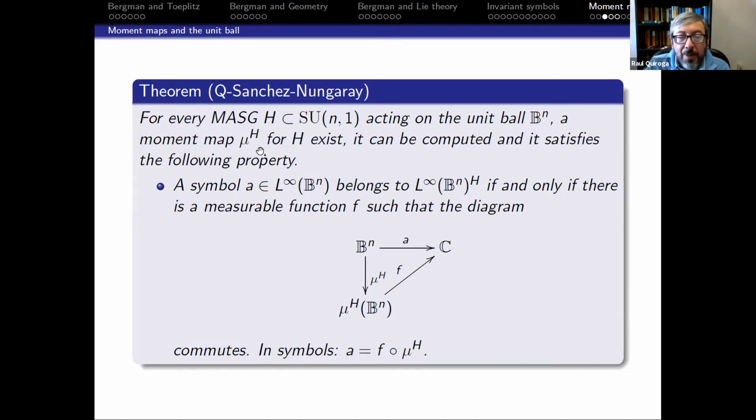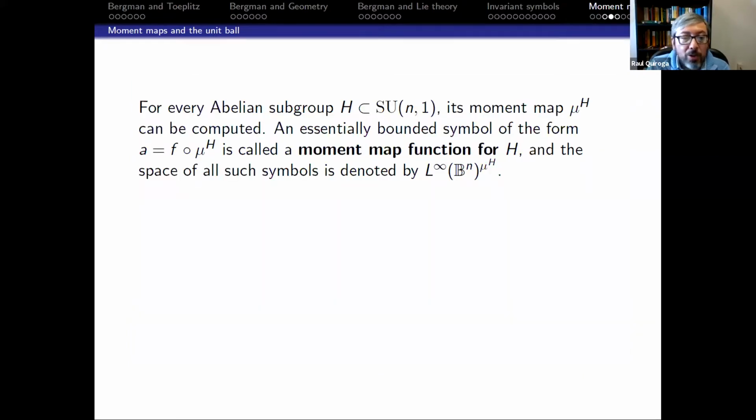So somehow H invariance and moment map capture the same property. They are the same, but this is for maximal abelian subgroups. If you consider other subgroups, that's no longer true. So I'm going to consider any abelian subgroup and call a moment map function for H any function which is given by the diagram. The set of essentially moment map functions is written like this.